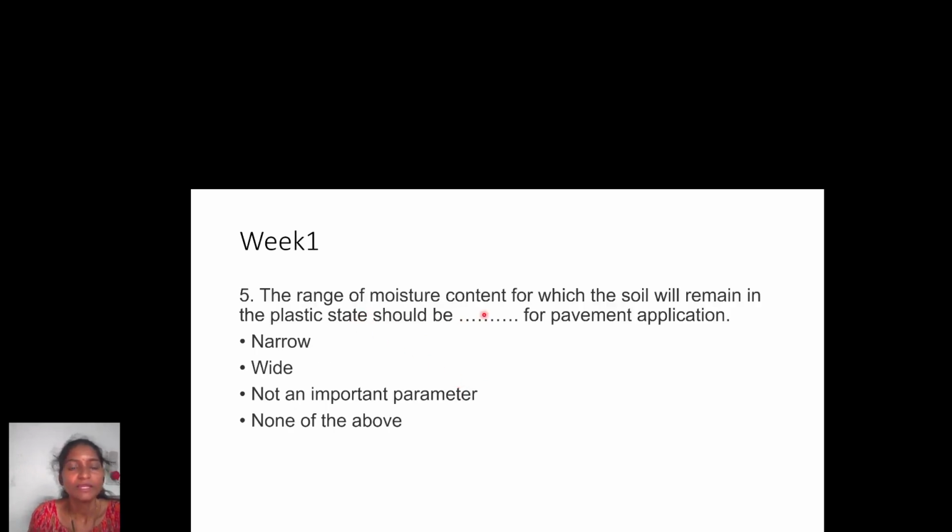The range of moisture content for which the soil will remain in the plastic state should be dashed for the pavement application. So plastic state is specifically what they are asking, because the main feature of consistency property for soils among liquid limit, plastic limit and shrinkage limit is the plastic limit. And if you take the range from liquid limit to plastic limit, that range is what we call the plastic state. So if that range is very wide, that means that for a wide range of moisture contents, the soil is still in the plastic state. We do not want our material to be in the plastic state to be stronger or to be withstanding the pavement load. So we want that to be very narrow. So here the question is the range of moisture content for which the soil will remain in the plastic state should be always narrow.